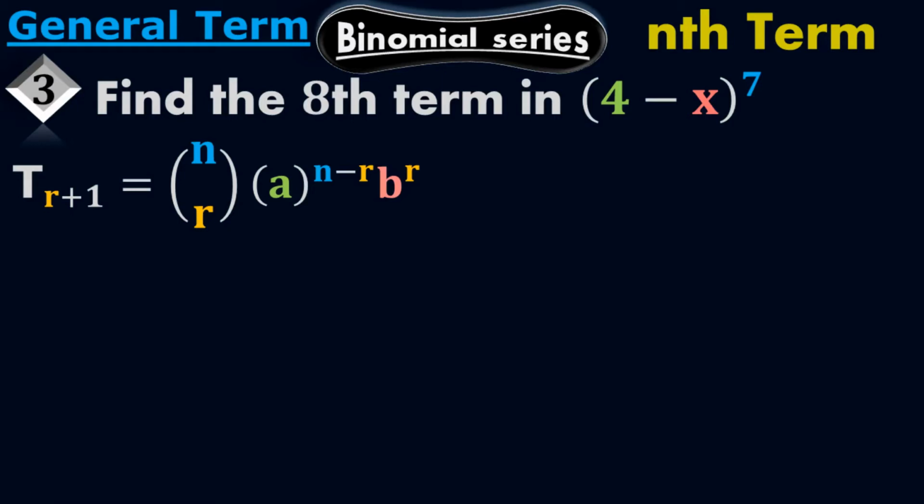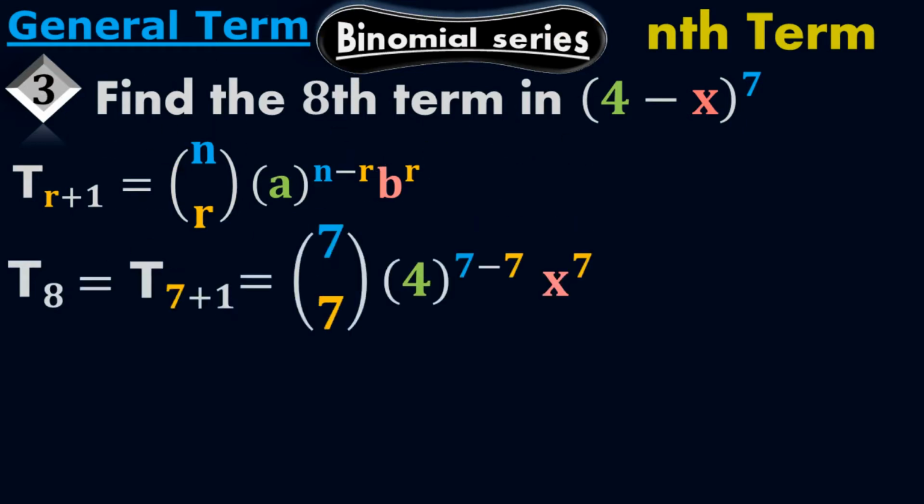Since we want to find the 8th term, I can write t sub 8, which equals t sub 7 plus 1, equals 7 choose 7 into 4 to the 7 minus 7 times x to the 7. I want to find the 8th term, therefore I put t sub 8. T sub 8 means 8th term. Can I write 8 in the form of 7 plus 1? Just shift t sub 8 into t sub r plus 1. What will be the value when you add 1 to become 8? Obviously 7. So there we got the value for the r.